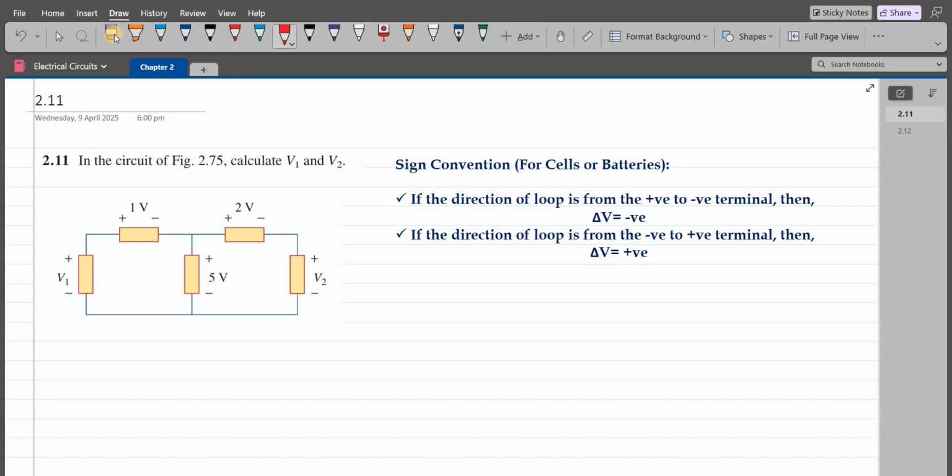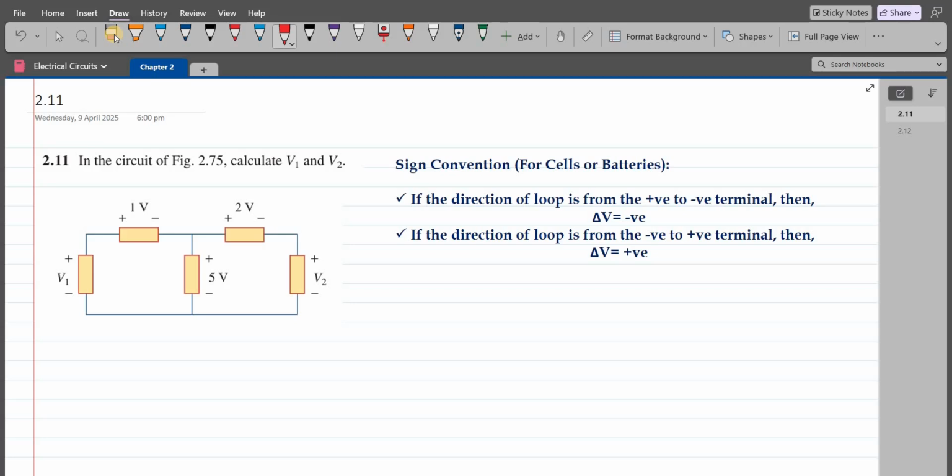In this video, we will solve problem 2.11 from Alexander and Sadiku, Fundamentals of Electric Circuits, 5th edition. According to this problem, in the circuit of figure 2.75, we have to calculate V1 and V2. To solve this problem, we will use Kirchhoff's voltage law, also known as KVL in short.